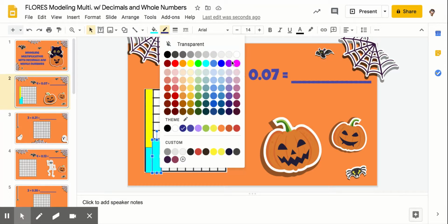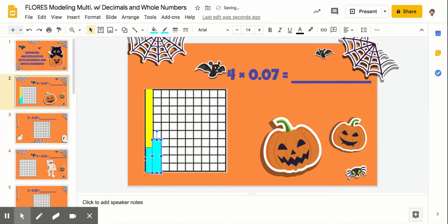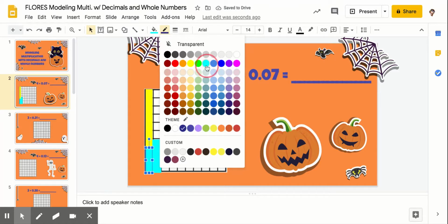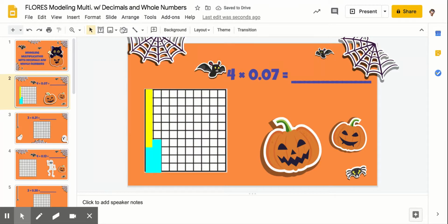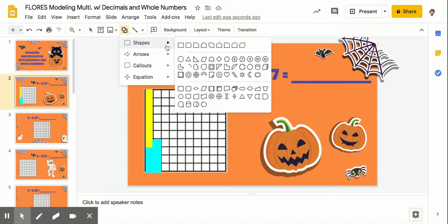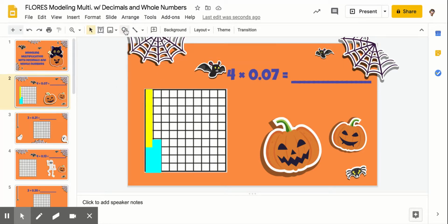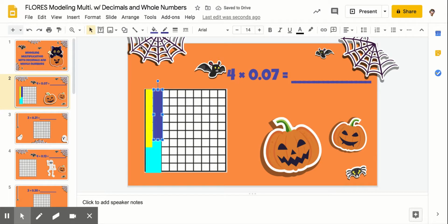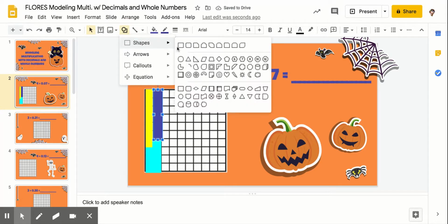So now I would need a third group of 7 hundredths, right? Because we were wanting 4 groups of 7 hundredths. So go back to my shape tool. Add another one. And this is 1, 2, 3, 4, 5, 6. So that's 6. And then I'm going to keep it this color. And let's do one more.